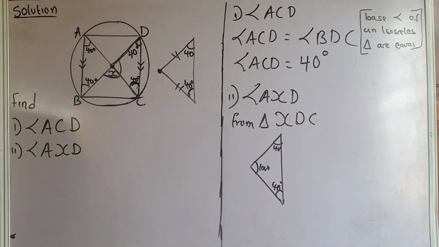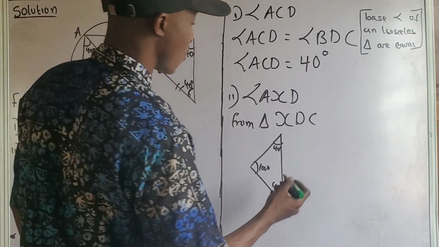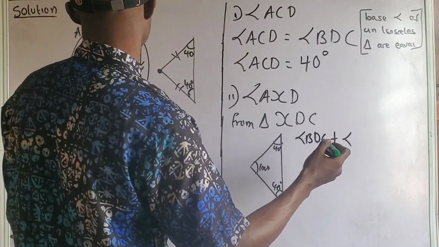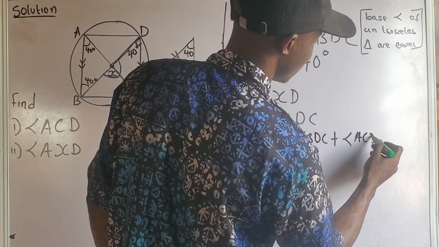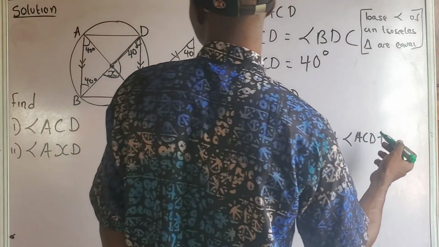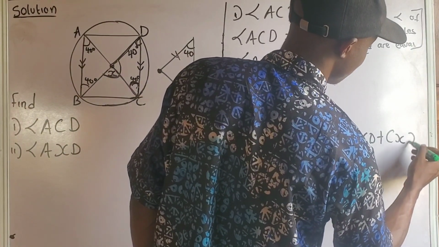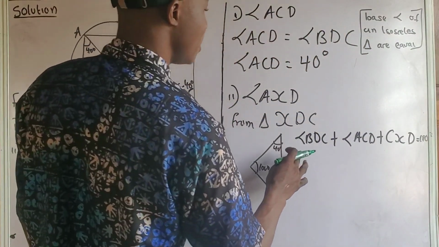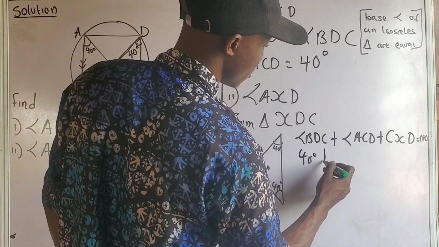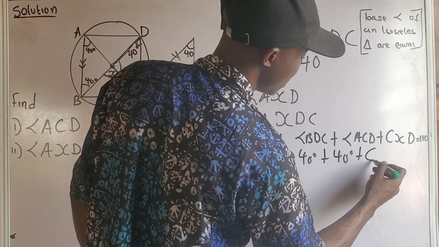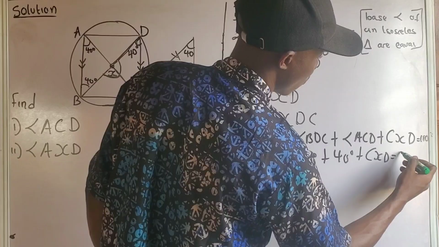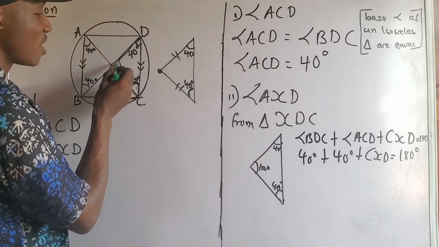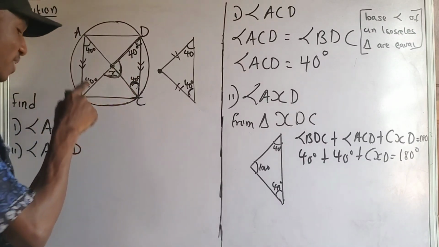Sum of angles in a triangle is 180 degrees, you know. So therefore, angle BDC plus angle ACD plus angle CXD equals 180 degrees. 180. Sum of angles in a triangle. Angle BDC is 40 degrees. 40 degrees plus 40 degrees plus angle CXD equals 180 degrees. You understand? Okay. The value of this angle is what I want to calculate. Oh, I'm not looking for the value of x itself.